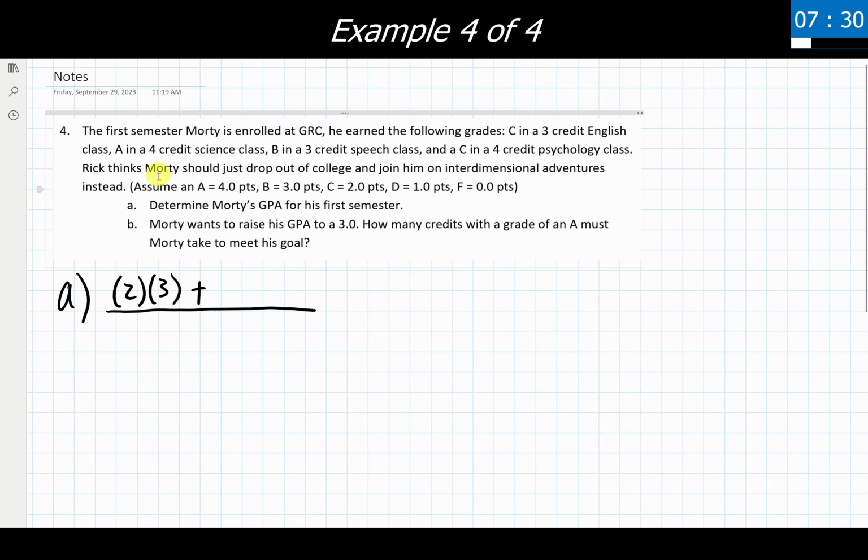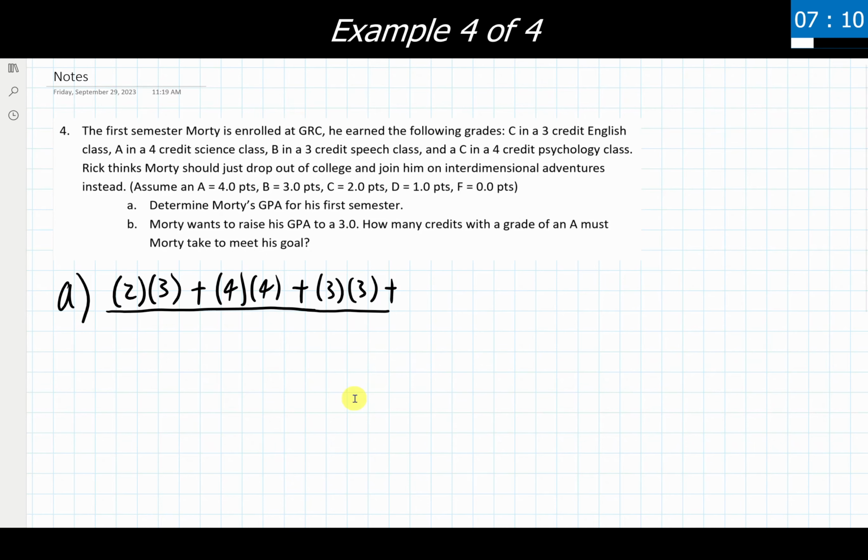He also had a 4 credit science class at an A, so that means he has 4 points out of 4. Then he had a B, so that's 3 credits at 3. And then lastly, he had a C in a 4 credit psych class, so a C is 2 points at 4 credits. Okay? So there we have each of his class grades in the front, and then the credits attached to them on the back side, but they're all going to be multiplying together for each individual class.